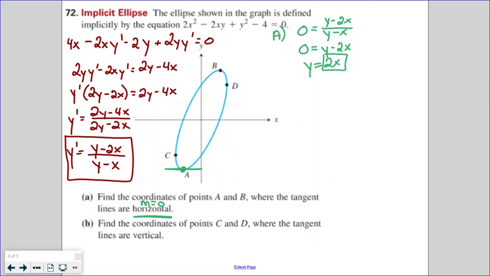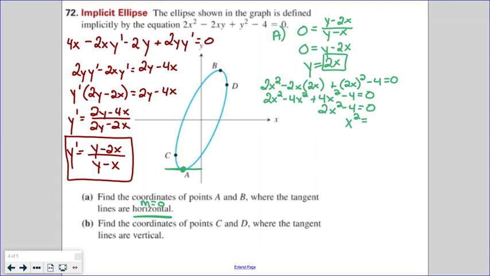So if I go to that other equation, every place I run into a y, I'm going to replace it with 2x. So I have a y here, I replace it with 2x. I've got a y there, replace it with 2x. And now I've got an equation that just has x's in it, and I can solve for the x coordinate of that point. So cleaning this up, we have 2x squared minus 4x squared plus 4x squared minus 4 equals 0. Minus 4x squared and plus 4x squared would cancel. So we get 2x squared minus 4 equals 0. Add 4 and divide by 2. I get x squared equals 2.